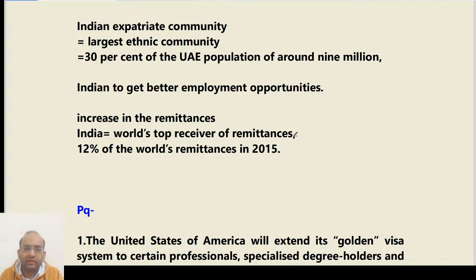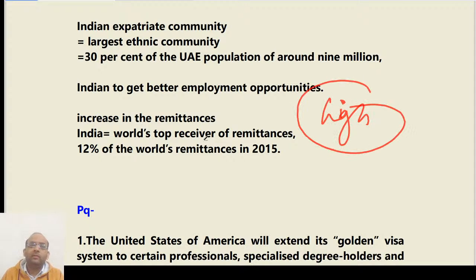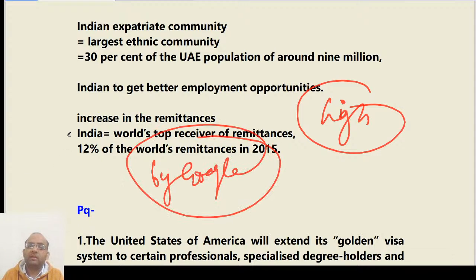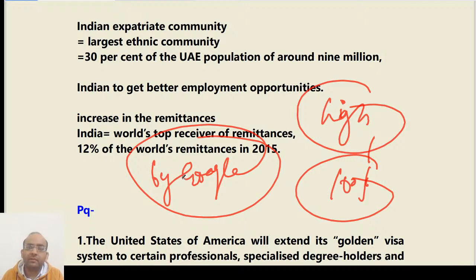And also the thing which is hindering the remittance flow in the country is the high cost of remittances. You transfer money by Google Pay, suppose, but you are not charged a single penny for it. But to transfer money from UAE to India, you may be charged at least 10% commission. That hinders the flow of remittances.